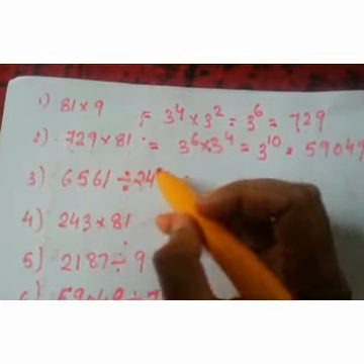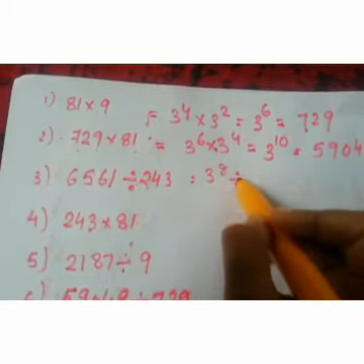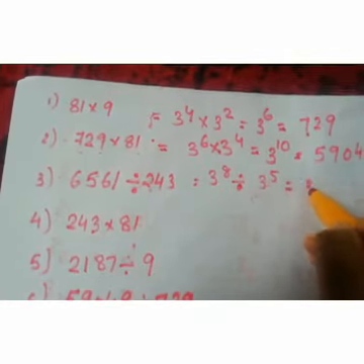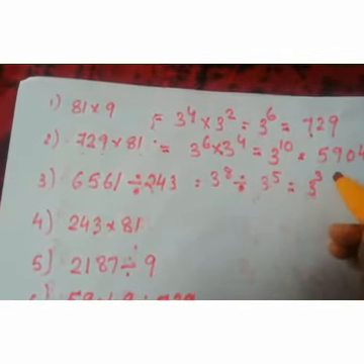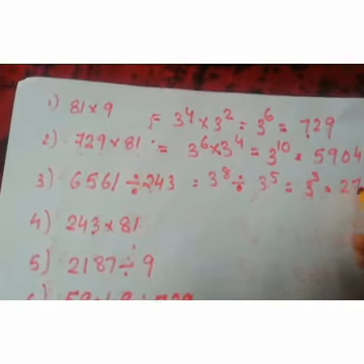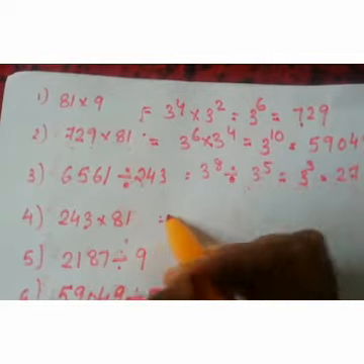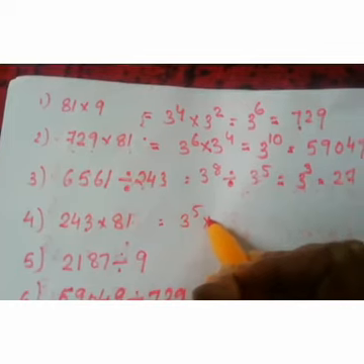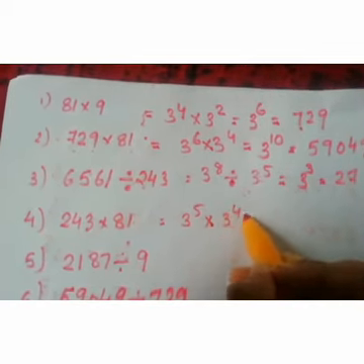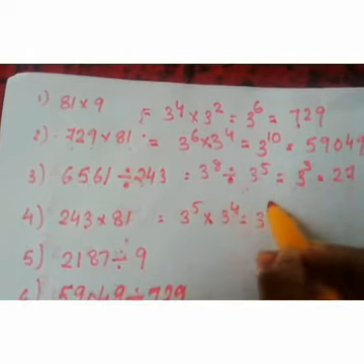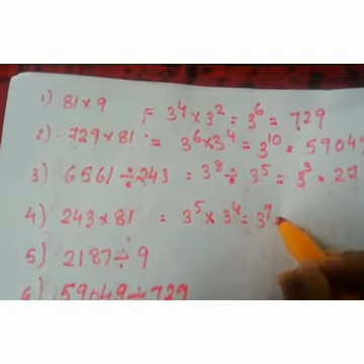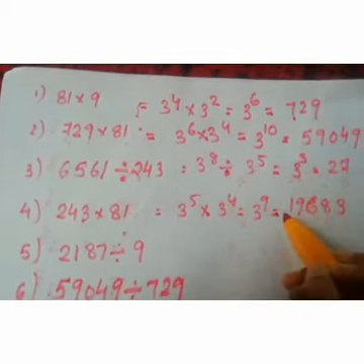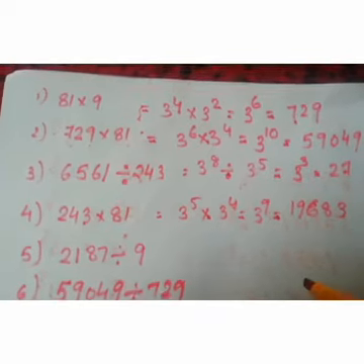Next, 6561. This is 3 raised to 8, divided by 243, which is 3 raised to 5. When we divide these two, we get 3 raised to 3, which is equal to 27. Next, 243 into 81. 243 is 3 raised to 5 into 81 is 3 raised to 4. 3 raised to 5 plus 4, 9. Overall, 3 raised to 9. 3 raised to 9, the answer is 19,683.